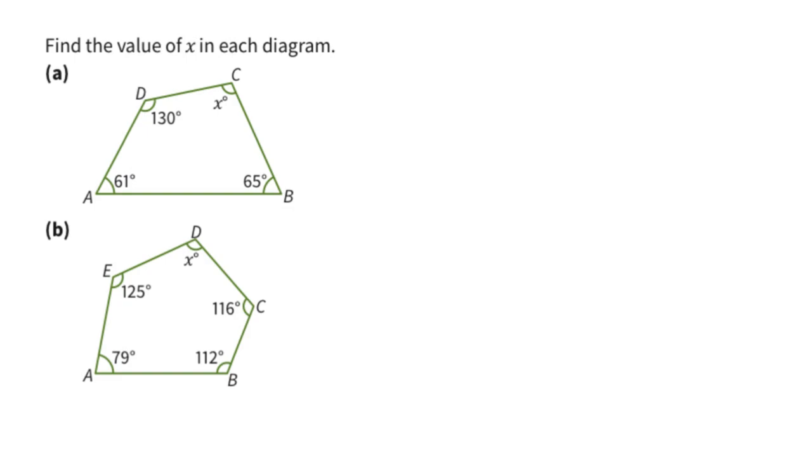And so for part A, all we have to do is simply, x is simply then 360 minus my 65, minus my 61, and minus the 130. So this is x. I just need to minus away these three angles since they add up to 360.